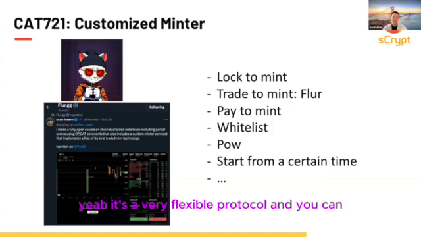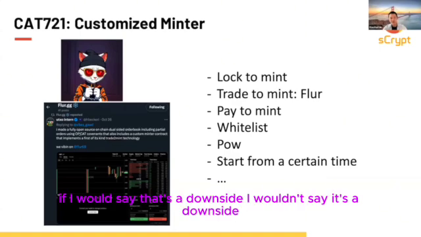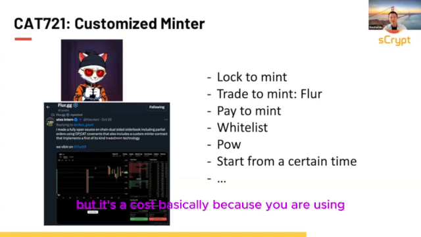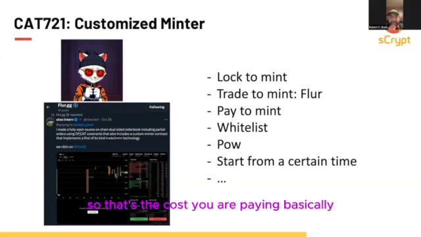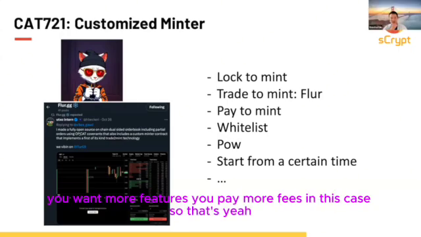Yeah, it's a very flexible protocol, and you can define any rules you want. I mean, with sCrypt, if I would say there's a downside, I wouldn't say it's a downside, but it's a cost. Basically, because you are using Bitcoin smart contracts, the script is going to be bigger than just using regular Bitcoin addresses. So that's the cost you are paying. Basically, you want more features, you pay more fees.